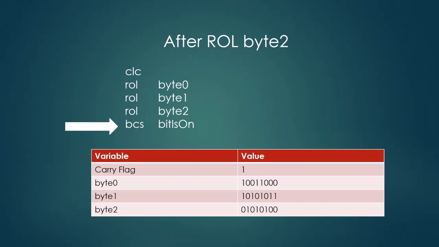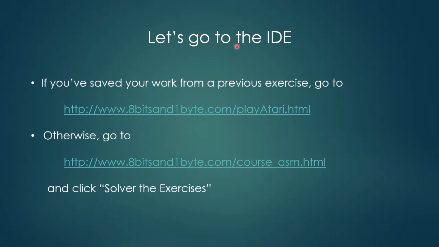After the third ROL, we've completed the multi-byte shift and only need to deal with the bit that has been rotated out of the high order bit of the 24-bit value. Okay, let's go see this in operation in the IDE.